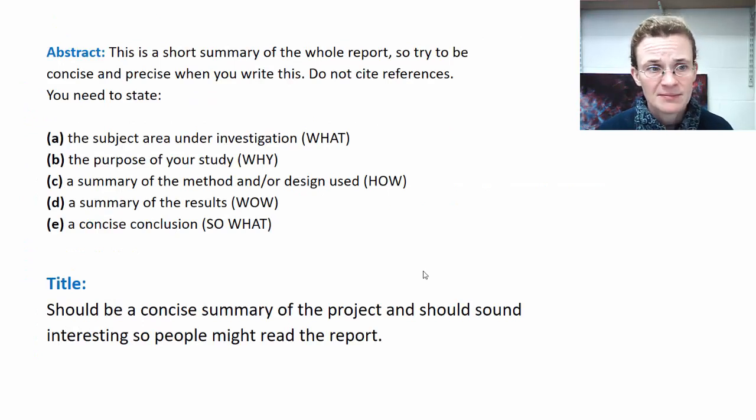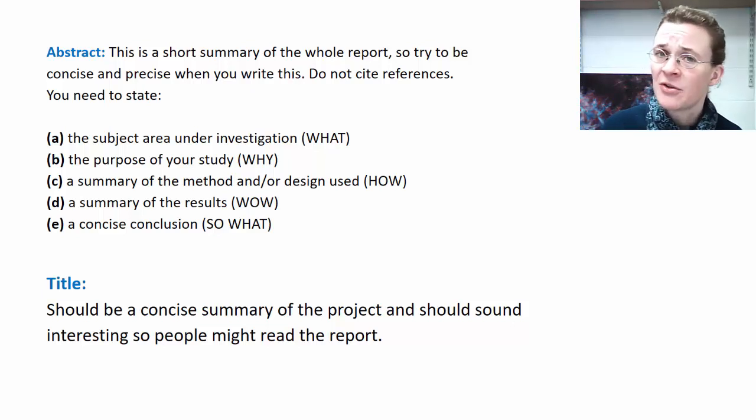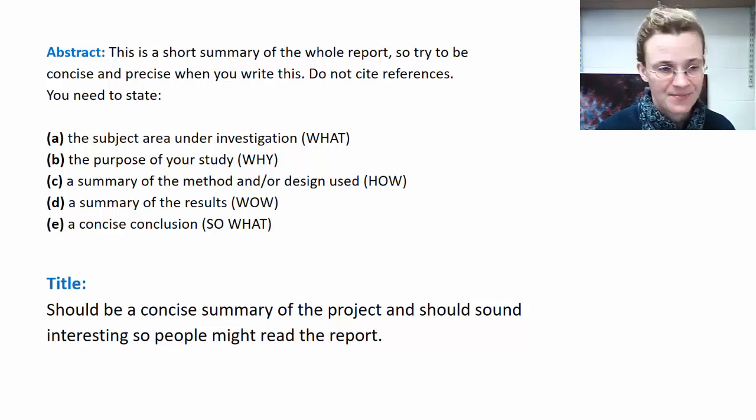So when you've done all that, then you need to write the abstract. It goes first in the report, but you write it last. That's because it's a summary of everything that you've done. It doesn't include references. It's just a summary of what did you do, why did you do it, how did you do it, what did you find, and so what? What does it mean? Why is it important? It's meant to be only about 150 words, so this is really brief.